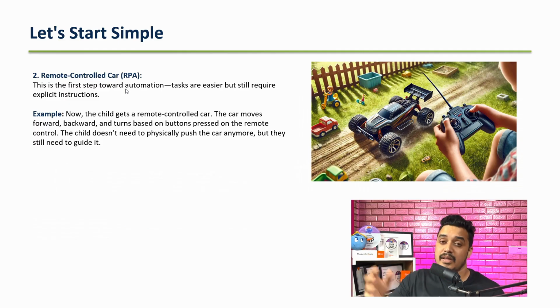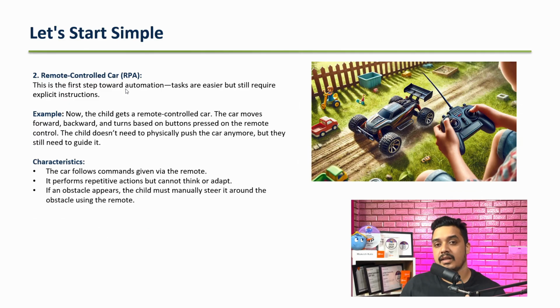Maybe the business users were working on an Excel and they just created a lot of macros around it, right? So they automated it. Now, what are the characteristics? The car follows the command via the remote. It performs the repetitive actions, but it cannot think or adapt.